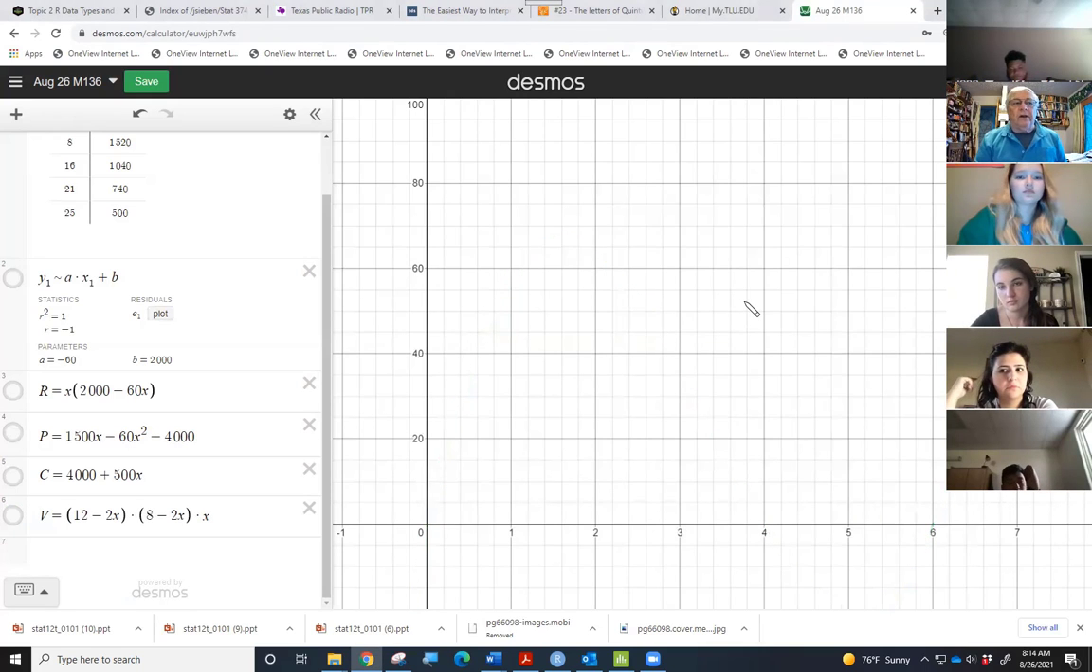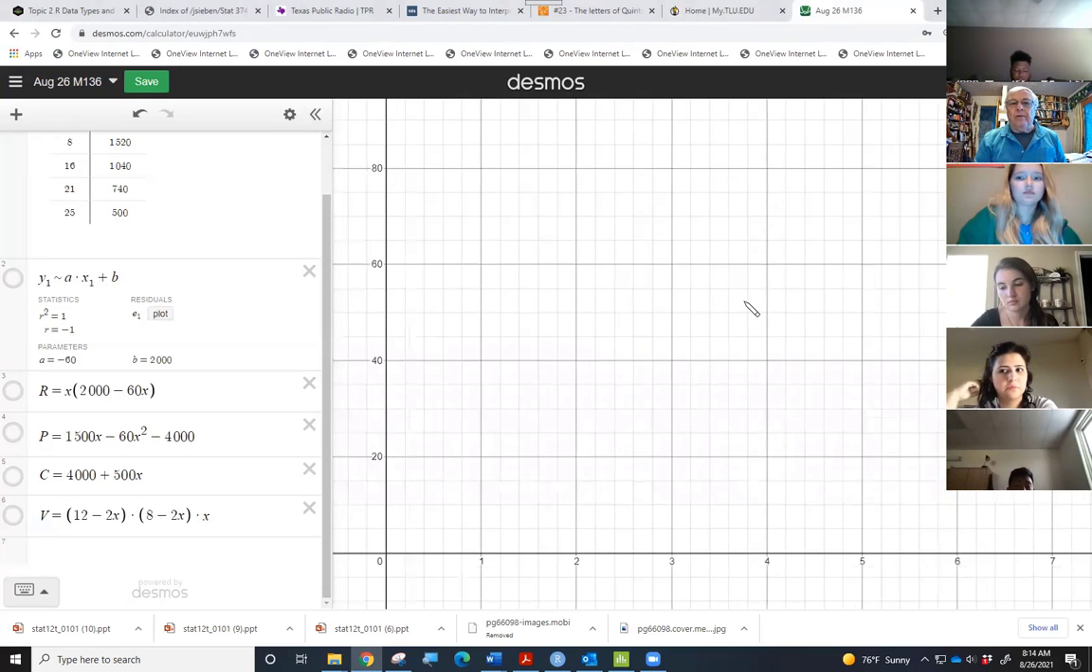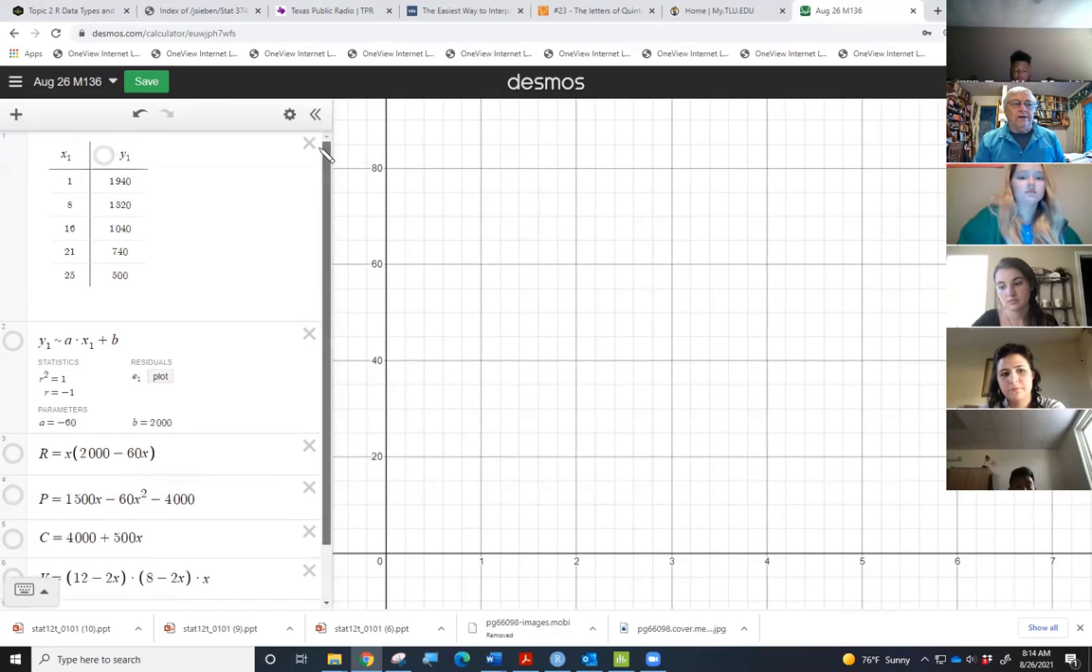You can start an account with Desmos, but you don't need to. You can use it as is. The advantage to having an account is that you can save things. It's free if you want an account. And so I have an account because I often do things I want you to see the night before and then just save them.